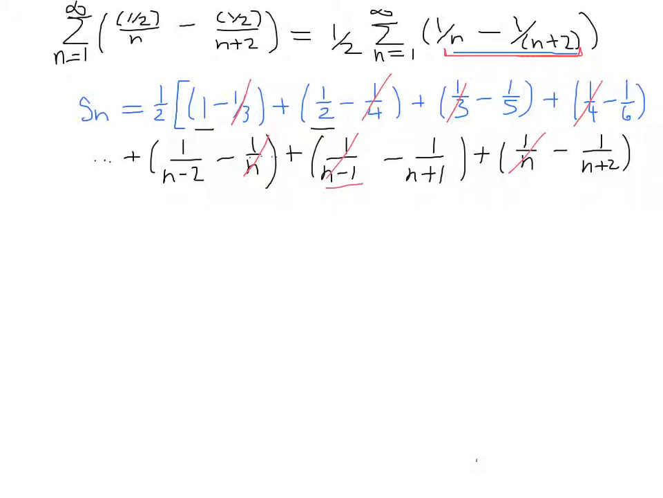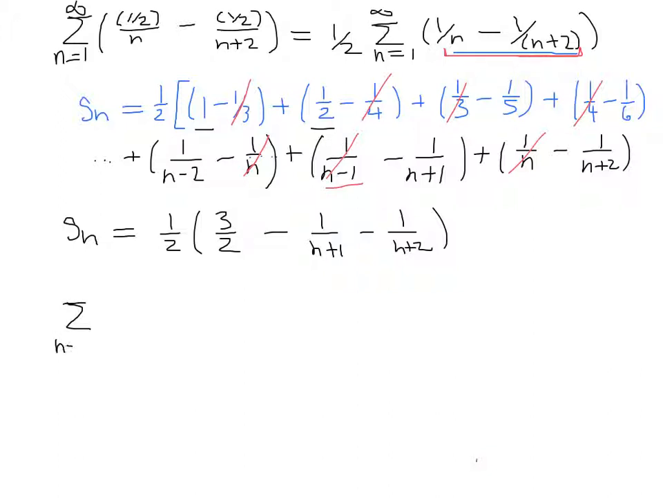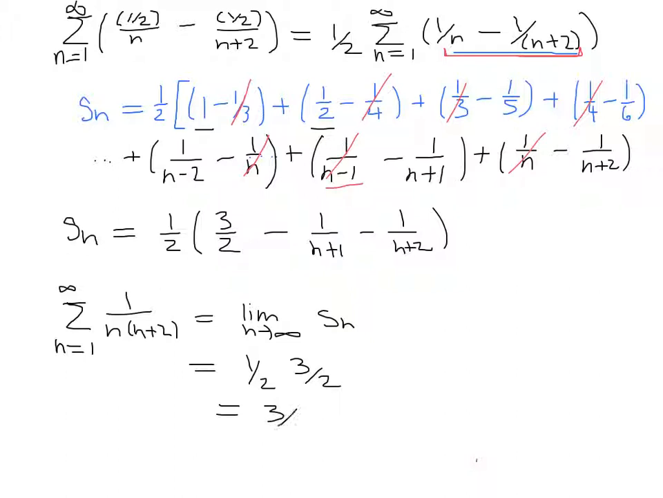So because of all the canceling things we have here, the nth partial sum is given by 1/2 times 1 plus a half, which is 3/2, minus 1 over n plus 1 minus 1 over n plus 2. And the sum from n equals 1 to infinity of 1 over n times n plus 2 is equal to the limit as n goes to infinity of these partial sums, which we see is just 1/2 times 3/2, or 3/4.